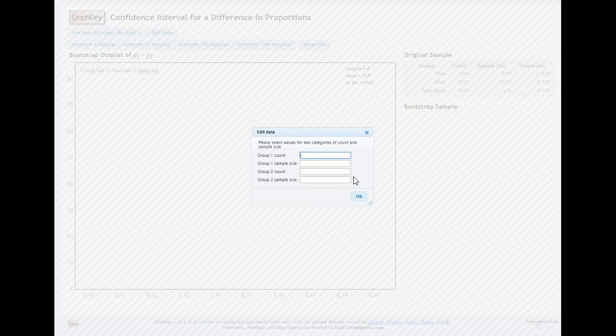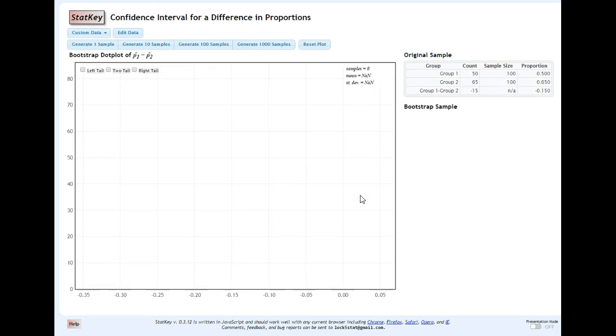So if you had two groups, let's say group 1 had 50 out of 100 people who thought something, you would enter it as 50 out of 100 like that. Let's say group 2 also had 100 people, but this group had 65. That would be how you would enter your data. And what the confidence interval is going to tell you is how different are these proportions.